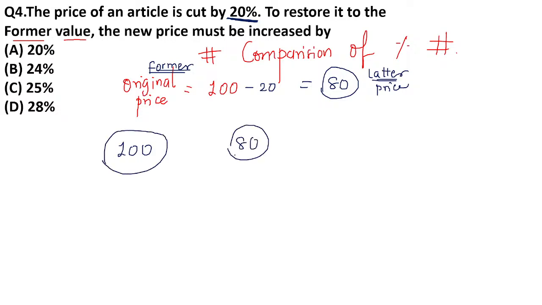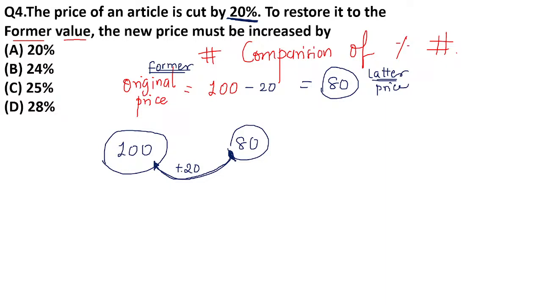Now we have to restore this price from 80 to 100 again. Restore the price, it means what? First of all, the price was 100 rupees. We have changed it to 80 rupees. Now, what is the condition that we have to fulfil? We have to again convert this price, 80 rupees, to 100 rupees. So, what are we going to do here? We are actually increasing the amount by 20.